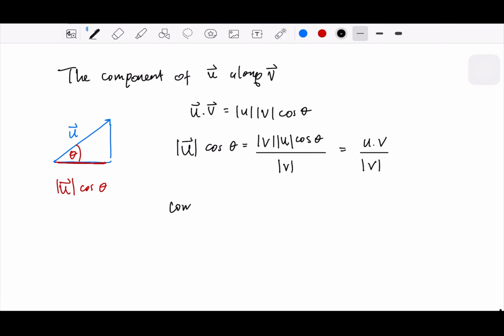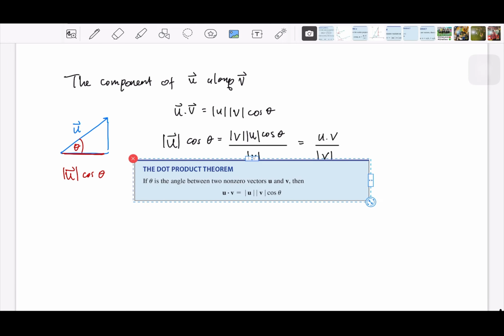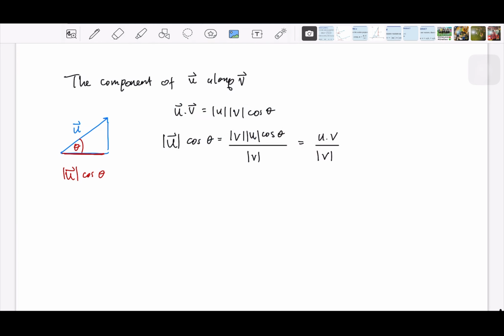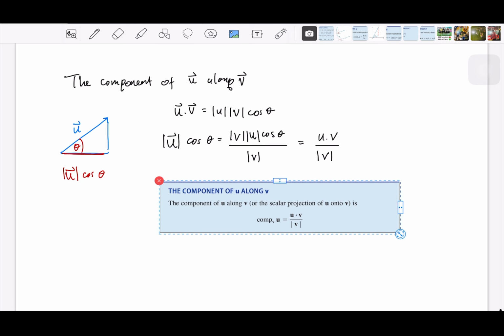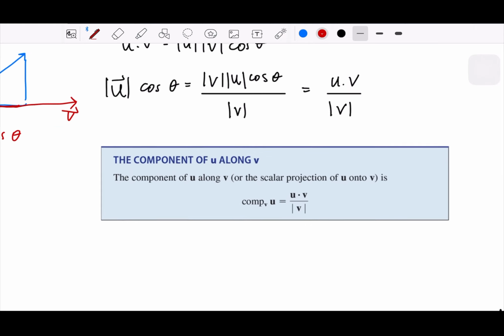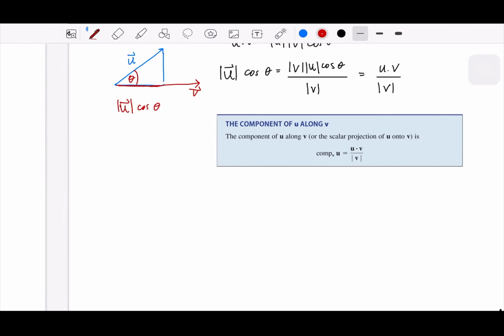So the component, or let me just take in the picture to make it more clear. So we could have, not this one, sorry, this one. The component of u along v. Yeah, this is v. So this component means it's just a component of u.